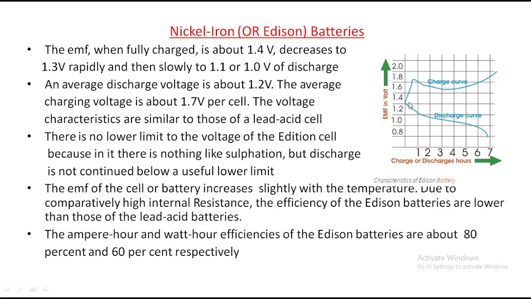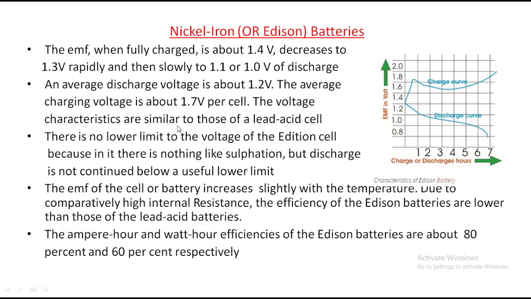When fully charged, 1.4 volts, 1.2 to 1.3 rapidly, then slowly 1.1 to 1 on discharge. It discharges slowly. Okay. An average discharge voltage is about 1.2 volts. Averagely, it will discharge at a voltage of 1.2 volts. The average charging voltage is 1.7 volts per cell. So it will charge at 1.7 volts per cell.